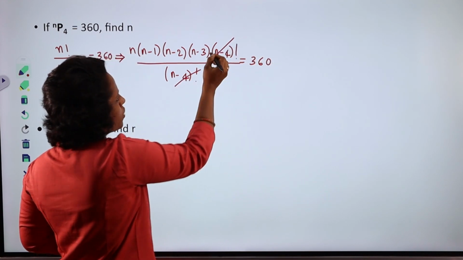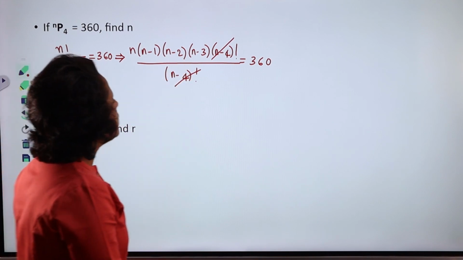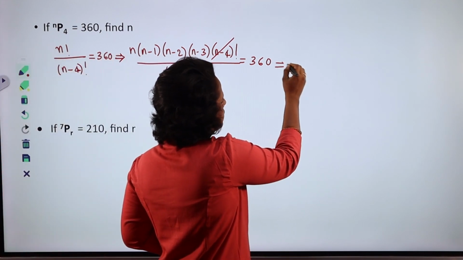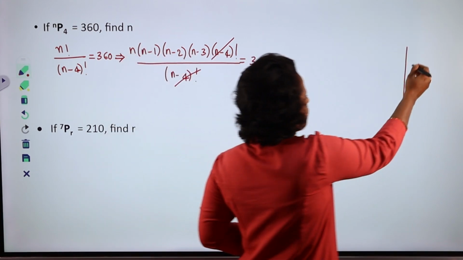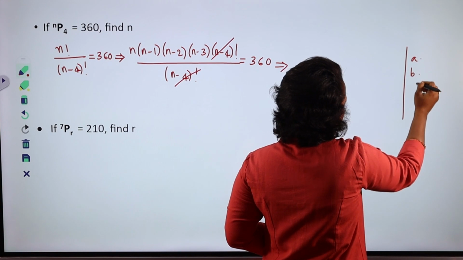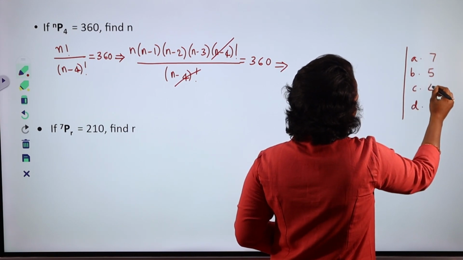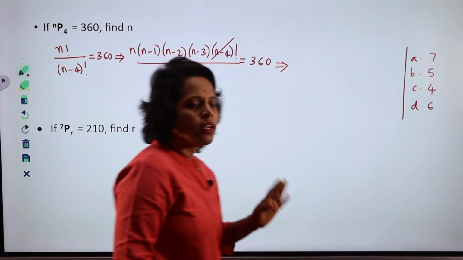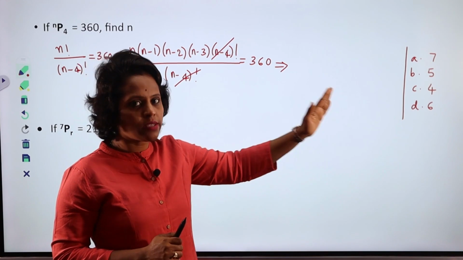n minus 4 factorial gets cancelled. We are left with this equation. Now to solve this, in the exam you will be given options, right? So here, suppose I am taking the options as 7, 5, 4, 6. Now instead of solving this equation, what I'll do is take the options and substitute here.